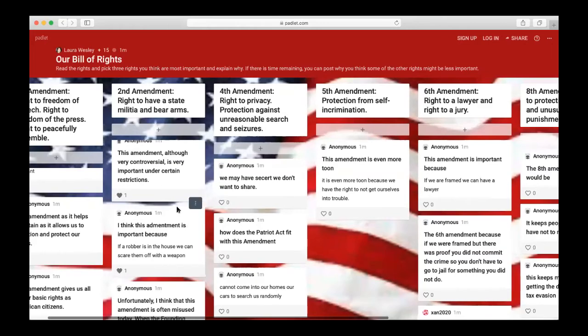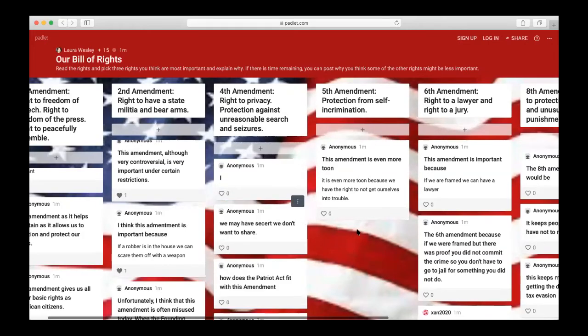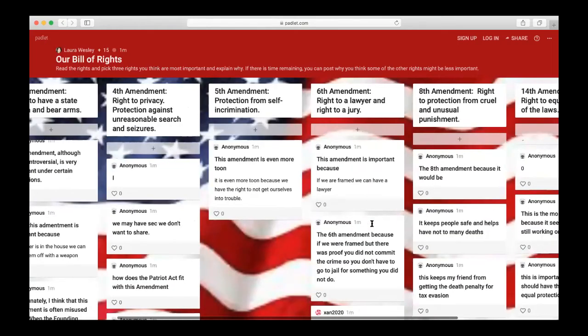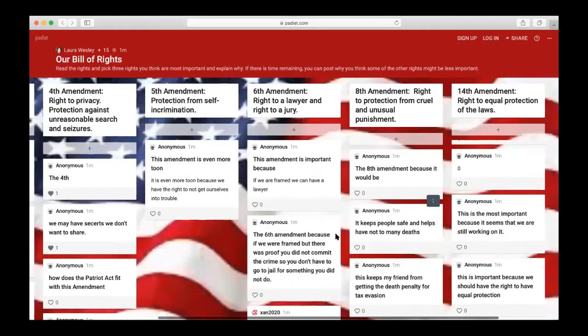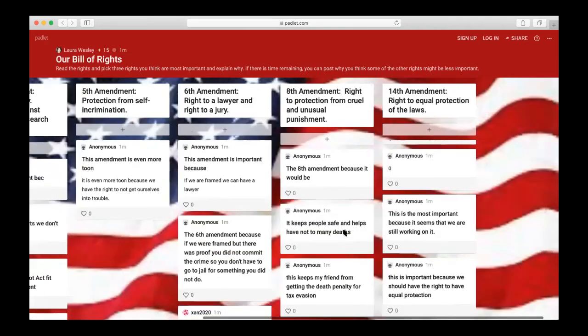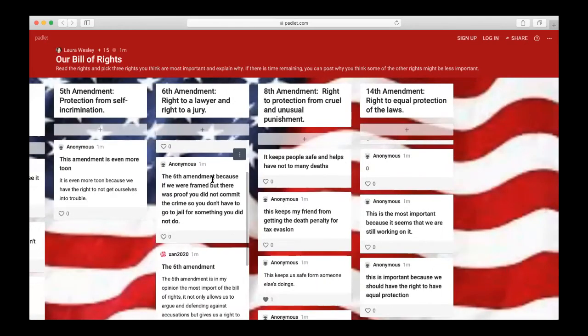Let's take about another minute to add our opinions here. And even if you're not adding an opinion on here, just scroll through these different opinions, see which ones seem most persuasive to you. I see a lot of good ones for the 14th.